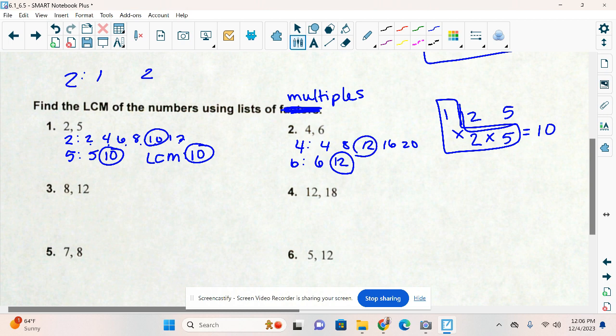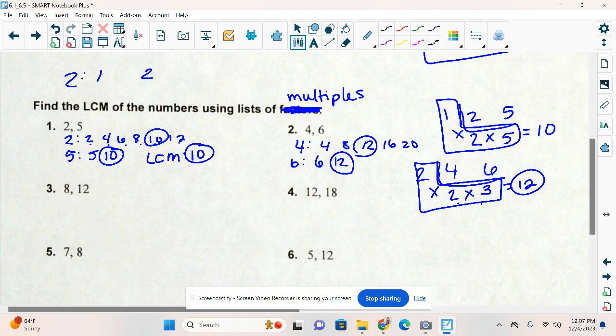If I did the slide method to this, if I had 4 and 6, what do 4 and 6 have in common? 2. 4 divided by 2 is 2, and 6 divided by 2 is 3, and you know you can stop because they're back to back. So when you multiply those together, it gives you 12. The only thing about the slide is basically you're doing both of them at the same time. So it's really whatever method you prefer to use.